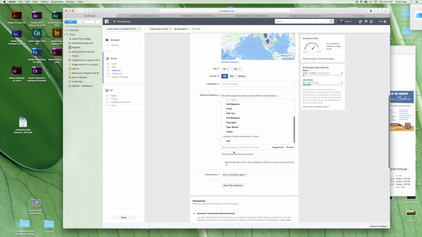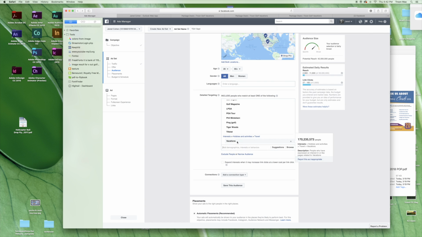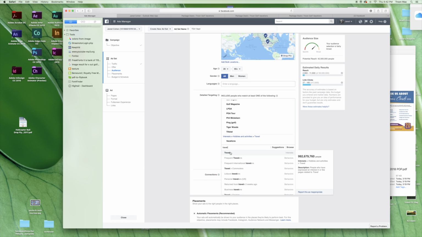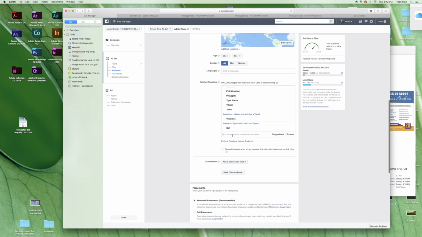The other thing that I'd like to add in here is, you know, people like to travel. These are golf vacation packages. So vacations, if I could spell it right, there. So I do that, add vacations as an interest or a hobby. I could add travel. That has a lot of people included as well. So I'll include those interests in addition to all the golf ones, just to make sure that we're also targeting those people as well.